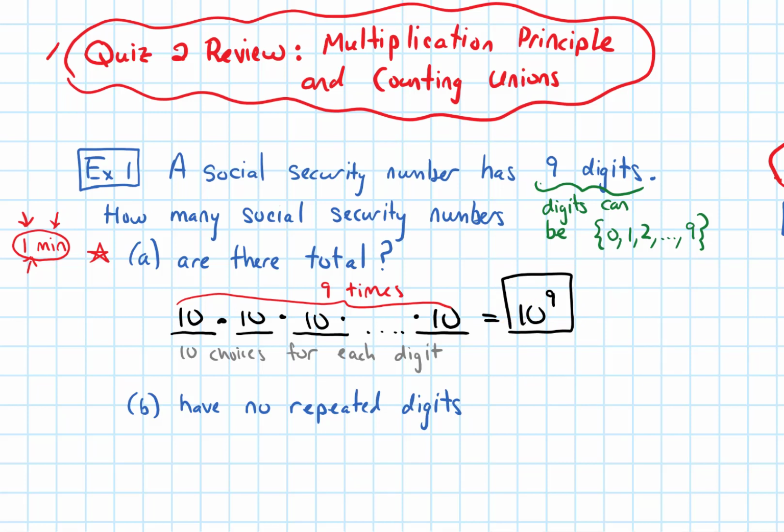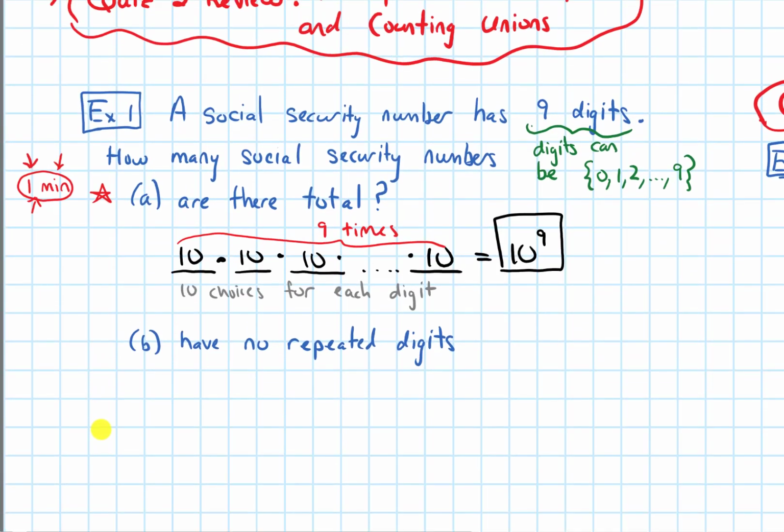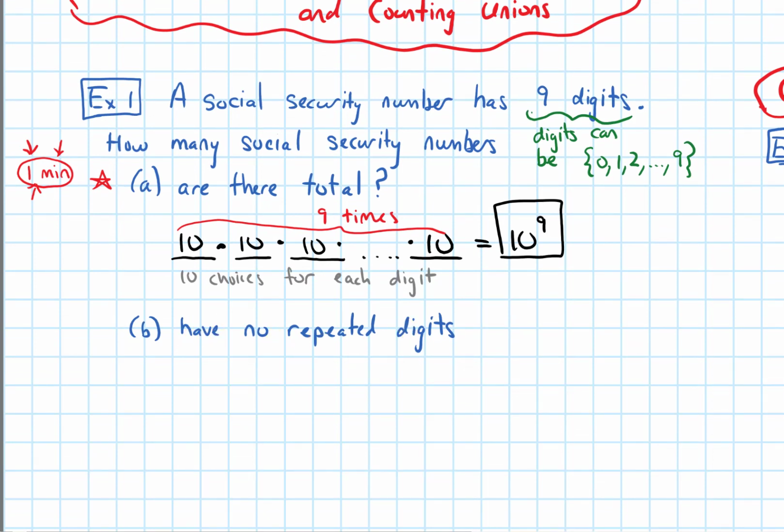All right, so let's look at part B. Part B asks, how many social security numbers have no repeated digits? Just like with part A, I want you to first pause the video, again for 1 minute, to try this question on your own first. 4, 3, 2, 1, pause the video.